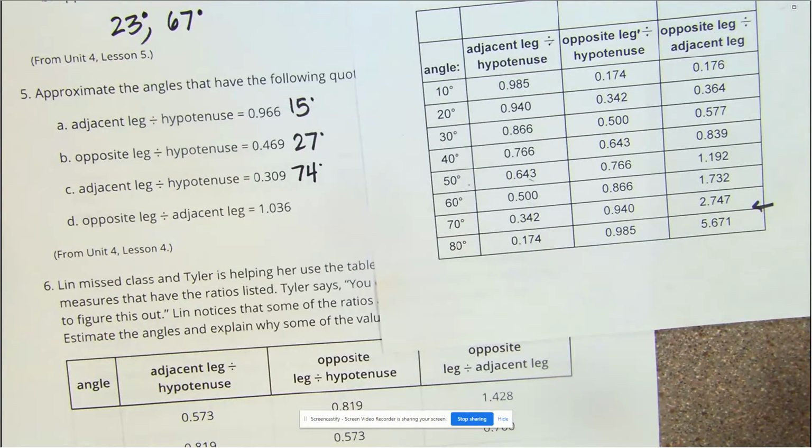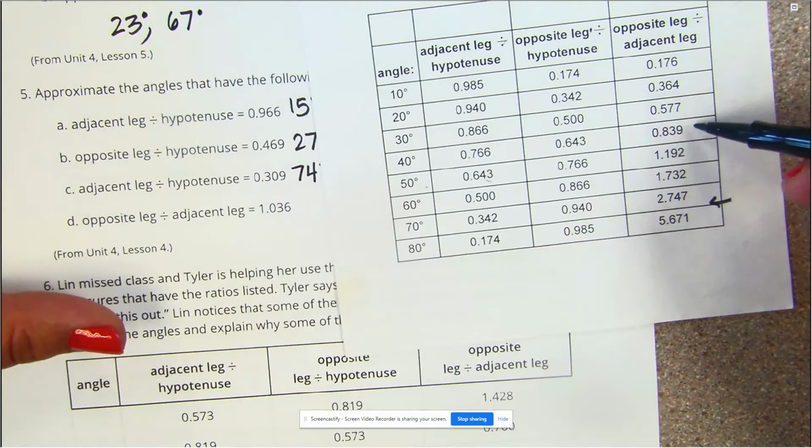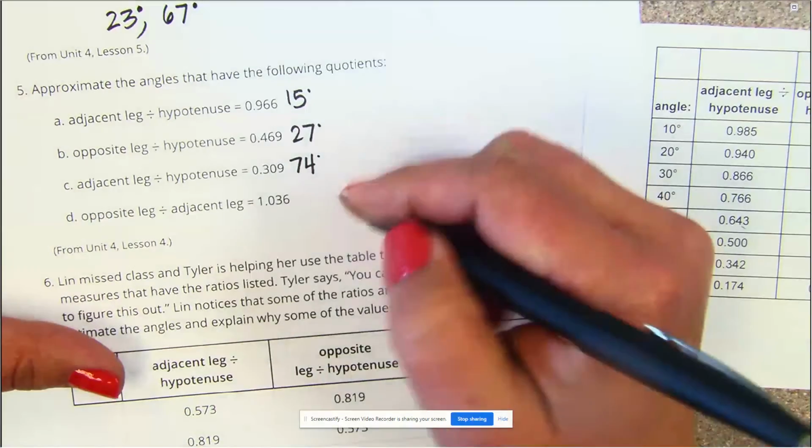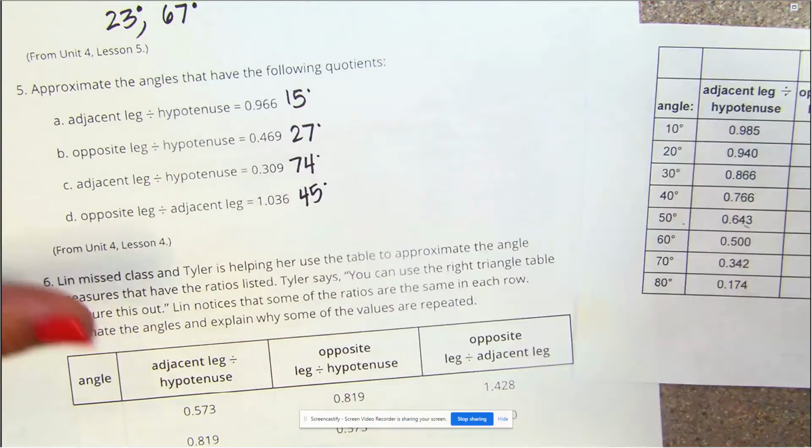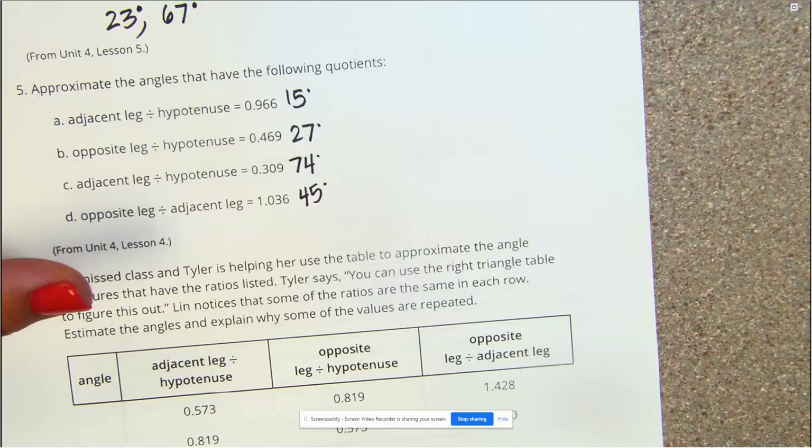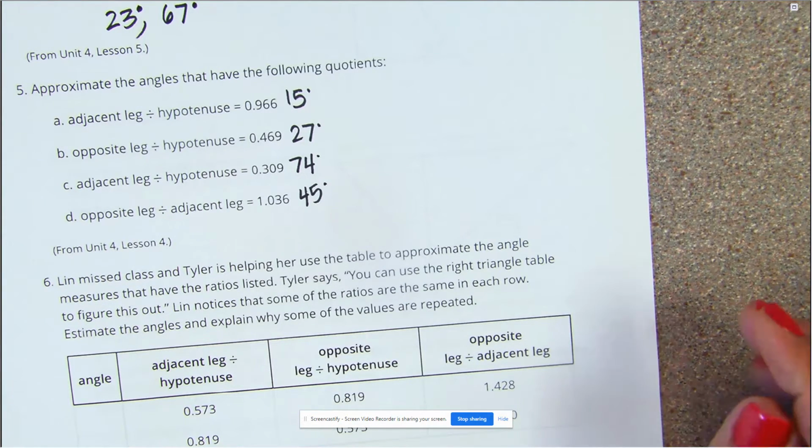Opposite divided by adjacent, 1.036 would be somewhere between these two, 40 and 50. 1.036, 45. Right? And eventually, we are going to learn how to use the calculator to find these exactly instead of making approximates.